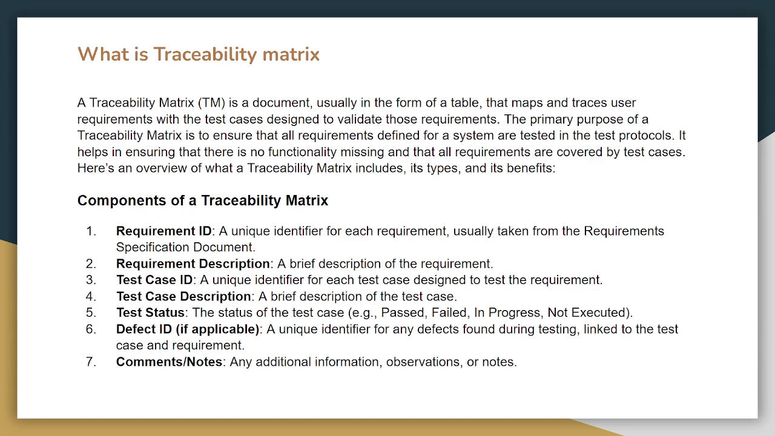So in conclusion, the traceability matrix is a vital tool for ensuring that all requirements are tested and validated, providing confidence that the software meets the specified needs and quality standards. And the traceability matrix is also an integral part of the quality assurance process in software development, particularly in structured models like the waterfall model. It's a very important document.